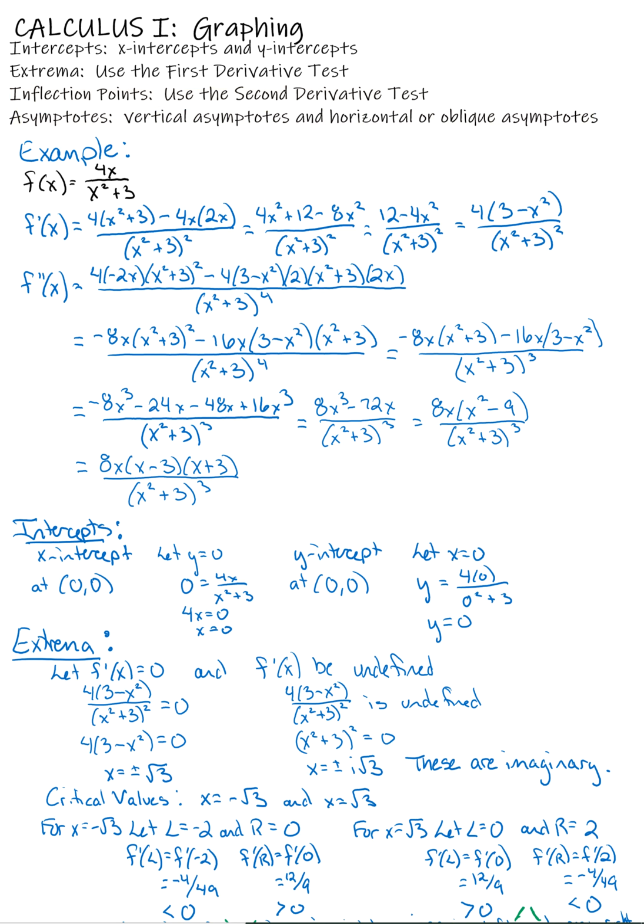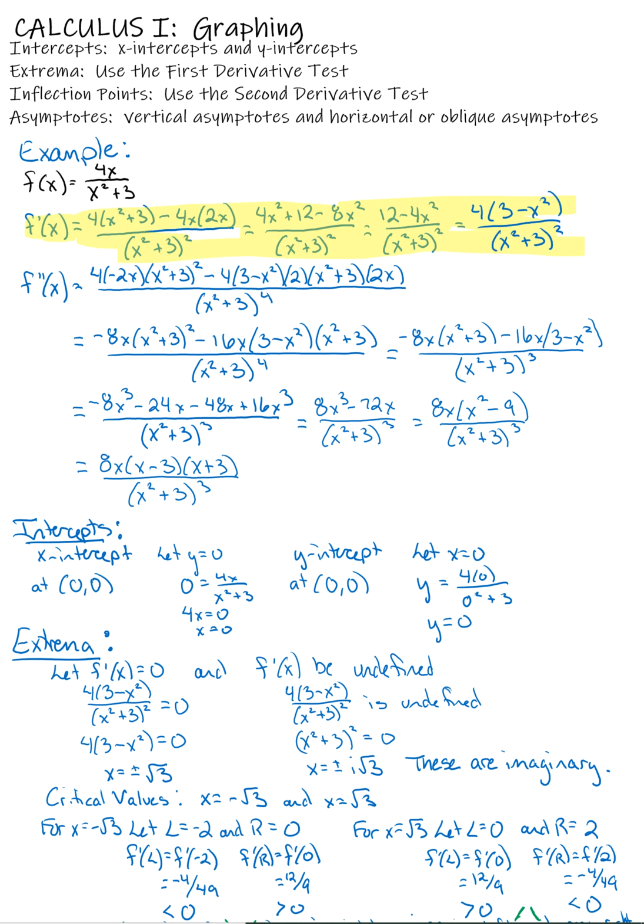All right, so let's dive right into an example here. We've got the function f of x is equal to 4x over x squared plus 3. Now, to get started, since I know I'm going to use the first and second derivative tests for the extrema and inflection points, I've gone ahead and computed the first derivative. Notice that we'll have to use the quotient rule here, and then I do end up factoring out a 4 in the numerator, just in case we need it.